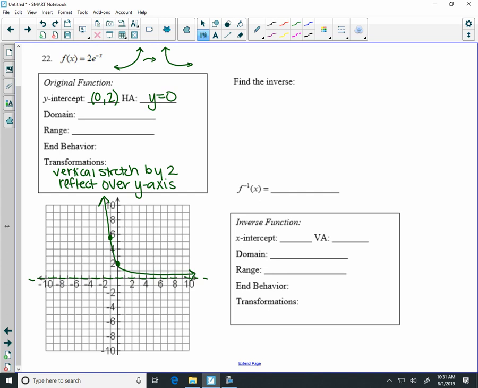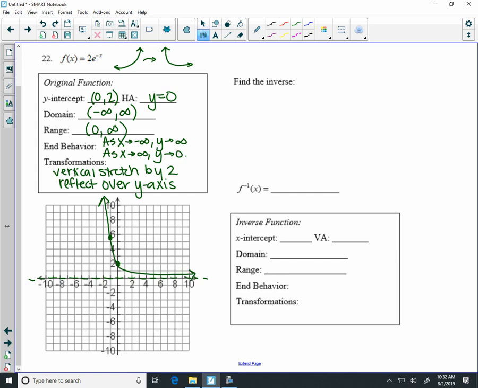My domain for my exponential is all reals. I'm using every x value from left to right. My range is 0 to infinity. End behavior: as x approaches negative infinity, as we go to the left, y is going up. So as x approaches negative infinity, y approaches positive infinity. As we go to the left, we're increasing. As x approaches positive infinity, we're flattening out to 0. y approaches 0.